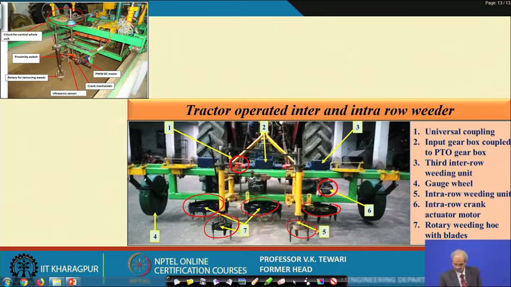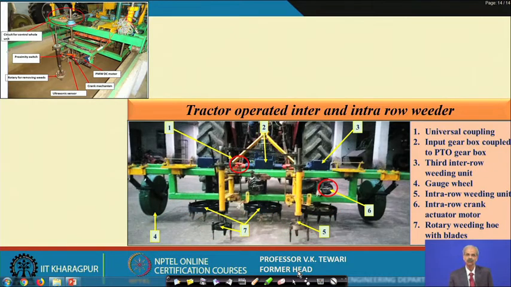Details are given here that the universal coupling is used. You can see the universal coupling is used at this location here. Input gearbox for PTO gear, you can see here, this is the gearbox. Then the third inter-row weeding unit I have shown you already. The gauge wheel is here because it will try to maintain the depth of operation. Then intra-row weeding unit, inter-row crank, rotary weeding hoe with blades, of course 7 of these, which are given here. So, these are the details of this.